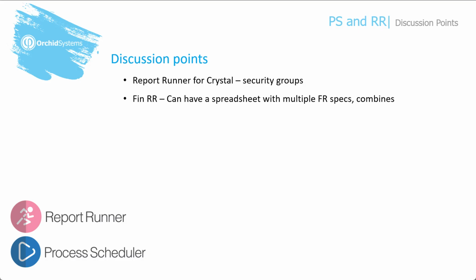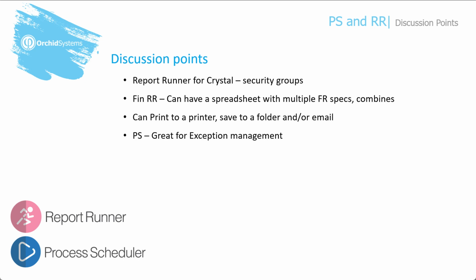With Financial Report Runner, we'll let you look at the demo scripts and the various demonstration videos that are on the Orchid website for more details on that. And then you can also use Process Scheduler Level 3 to automate the distribution of the financial reports. You can print to a printer or save to a folder and/or email, so there are different configuration options for Report Runner.